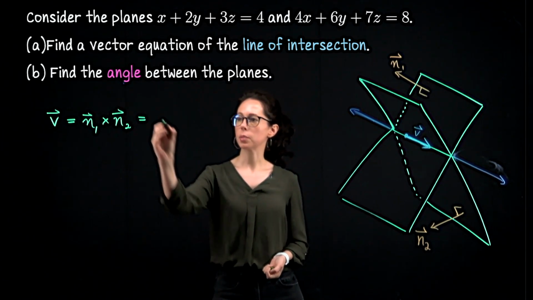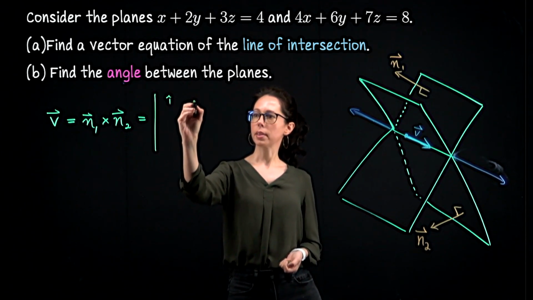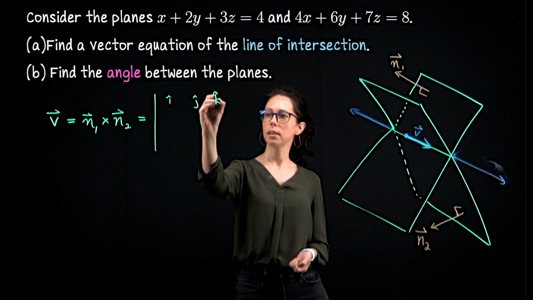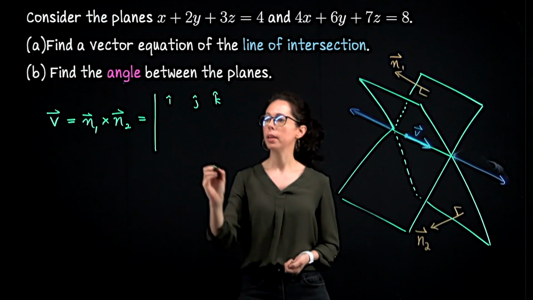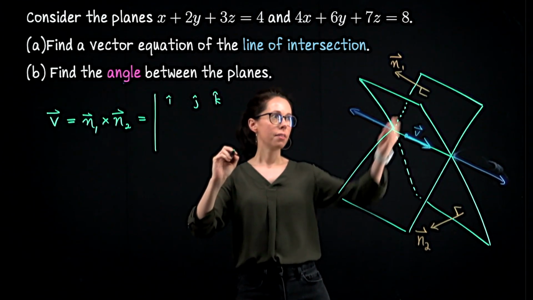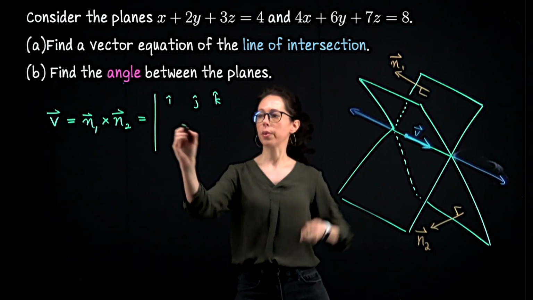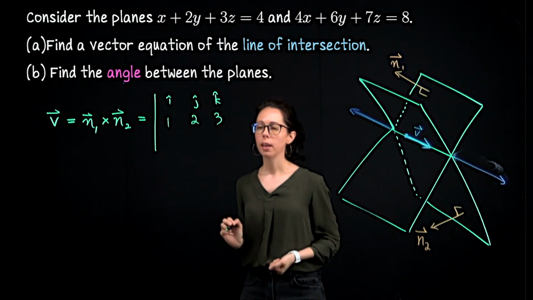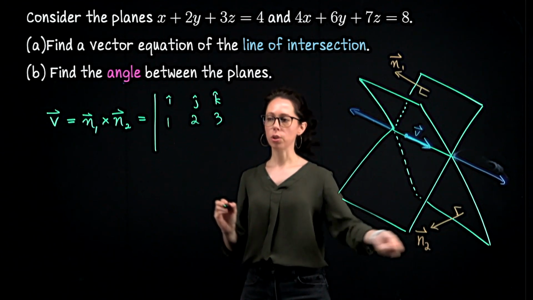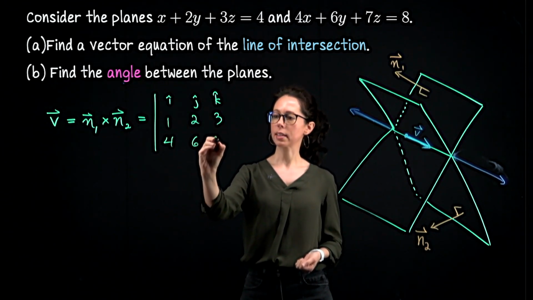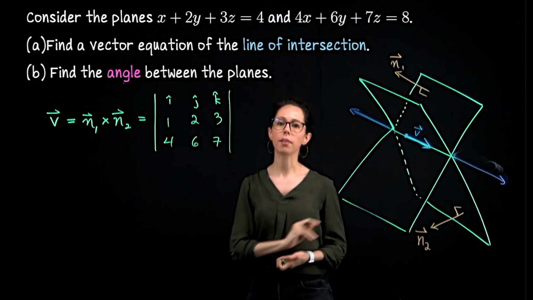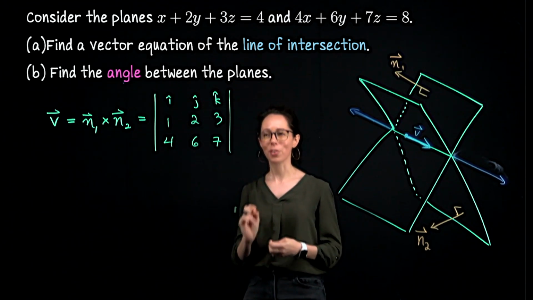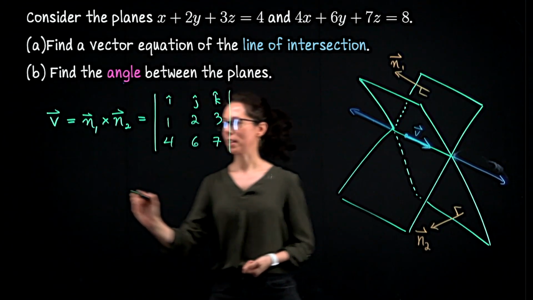I will write out the cross product as something that looks like a 3 by 3 determinant. So I write i, j, k along the top, and then the vector n1 will be the coordinates 1, 2, 3 from our first plane. So 1x, 2y, 3z. And then the coordinates of vector n2 will be 4, 6, 7. So you read those coordinates right off of the coefficients for the general forms for those planes. Okay, let's cross these.